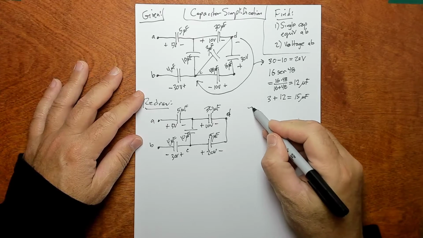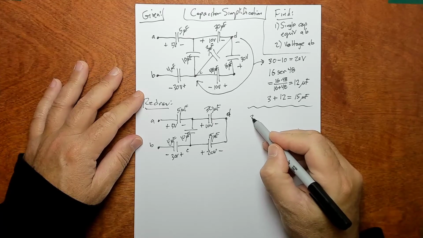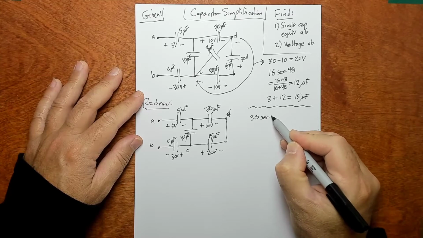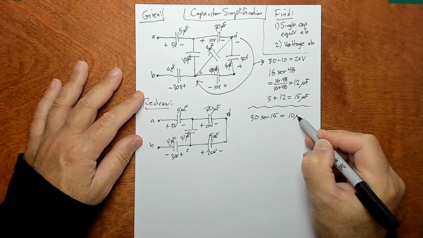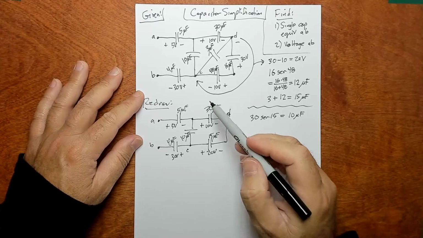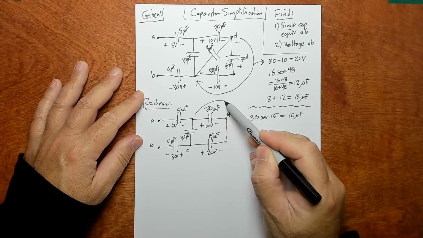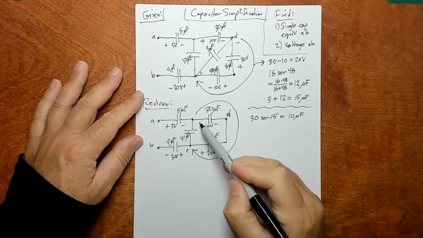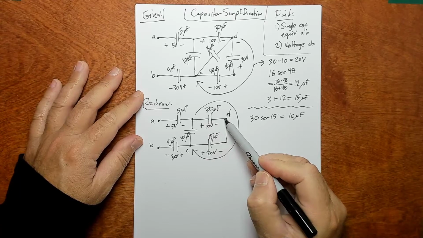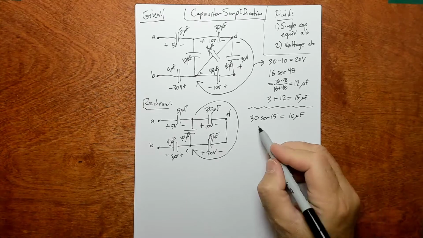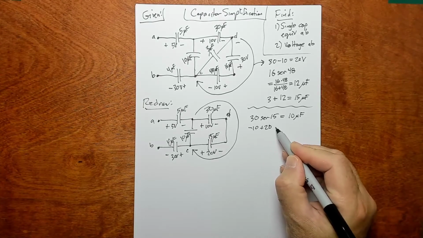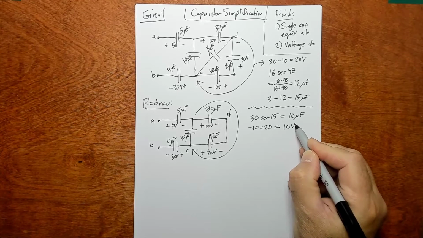So you can write 30 SER 15, and then do the product over the sum, and you end up with 10 microfarad. And then voltage. Let's just go around this way for the voltage. So we're falling 10 and then rising 20. So it's minus 10 plus 20, which works out to be 10 volts.